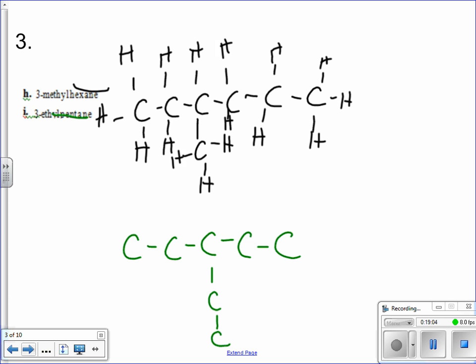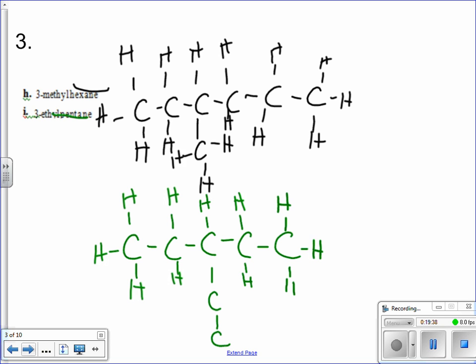Alright, now I have to go through and fill in my hydrogen. Each carbon has to have 4 bonds. The 1st carbon on the left only has 1, so it needs 3 more hydrogen. The 2nd carbon only has 2 bonds, so it needs 2 hydrogen. The 3rd carbon has 3 bonds, it only needs 1. The 4th carbon has 2 bonds, so it needs 2 more. And the last carbon has 1 bond, it needs 3 more hydrogen.